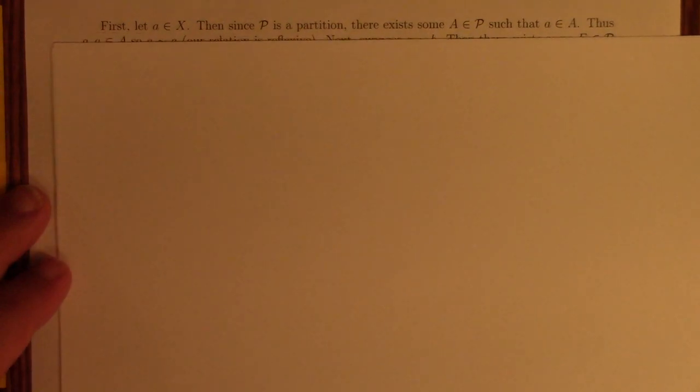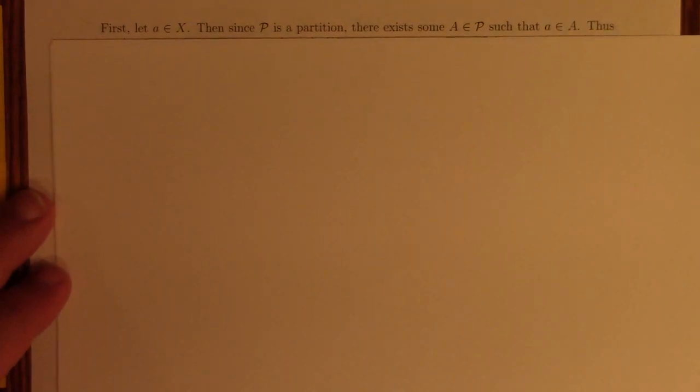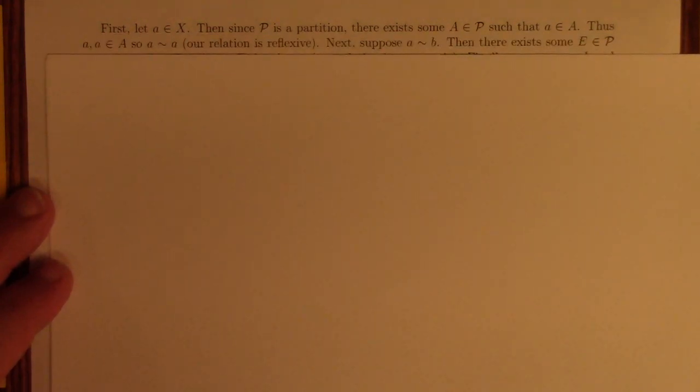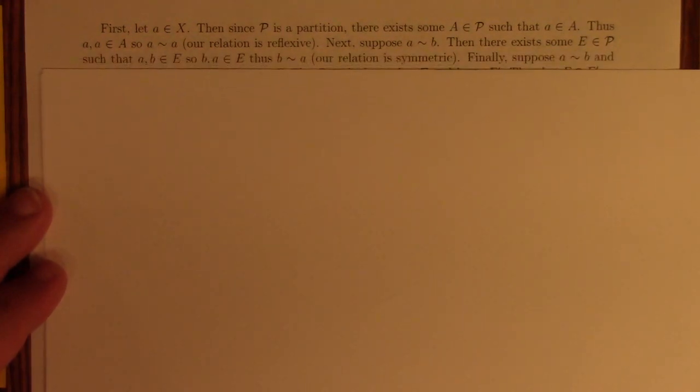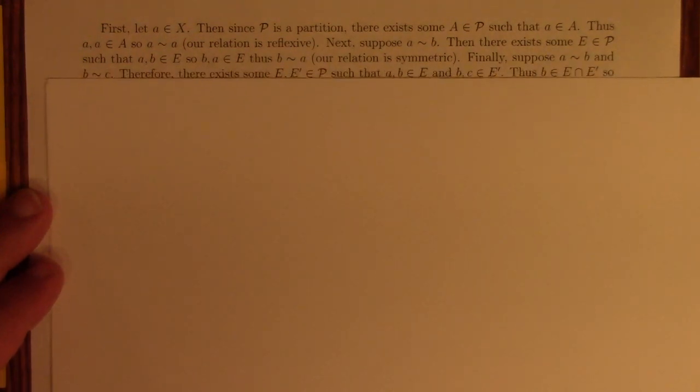So here's how this goes. First, we'll let a be an x. Since P is a partition, that means there has to exist some set A in the partition such that x is in A. Thus, a and a are both in A, which means that a relates to a. So our relation is reflexive, right? Next, if we suppose a is related to b, then that means there has to exist some E in the partition such that a and b are both in E. But that means, of course, that b and a are both in E also. So b is related to a. So that means our relation is symmetric.